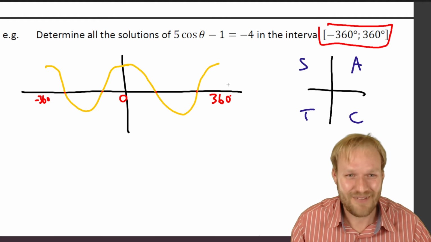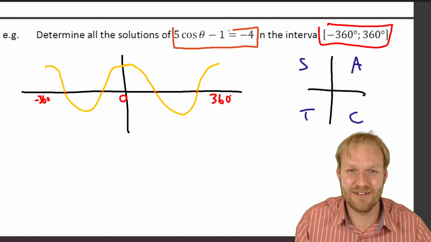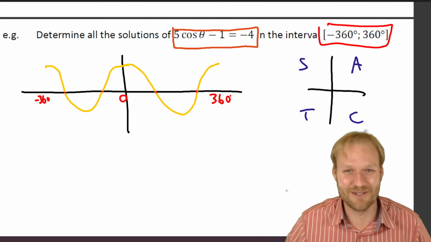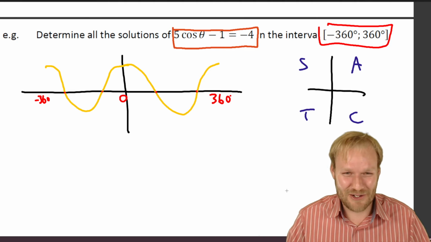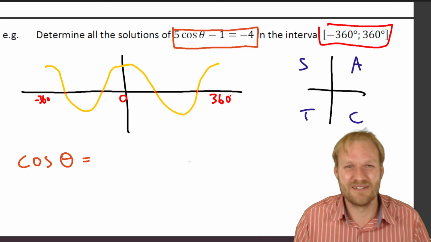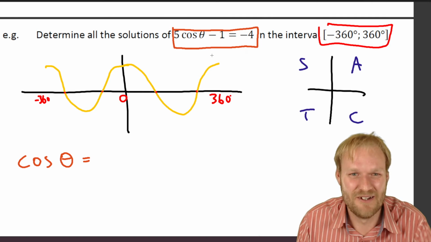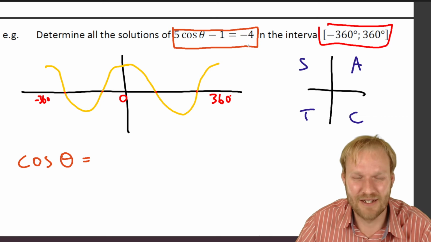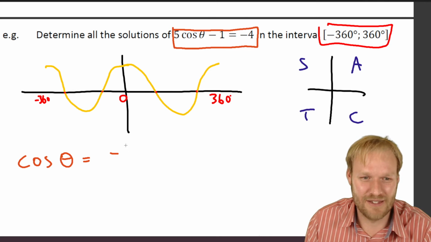So let's work on our equation here. So we got 5 cos theta minus 1 equals minus 4. What do you need to do to your equation so it looks something nice like cos theta equals? Well, we're just going to rearrange, right? Add 1 to each side, divide by 5. So add 1 gives us minus 3, and therefore we got minus 3 over 5.